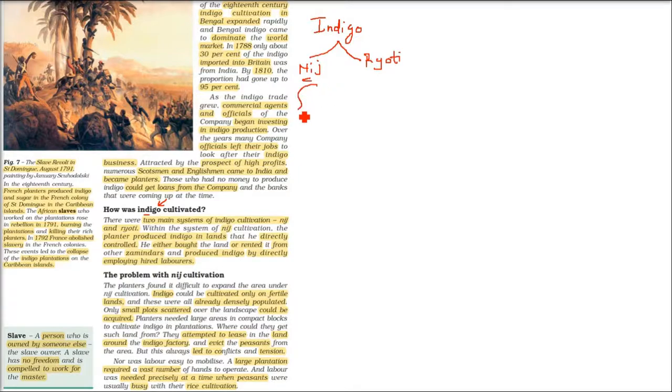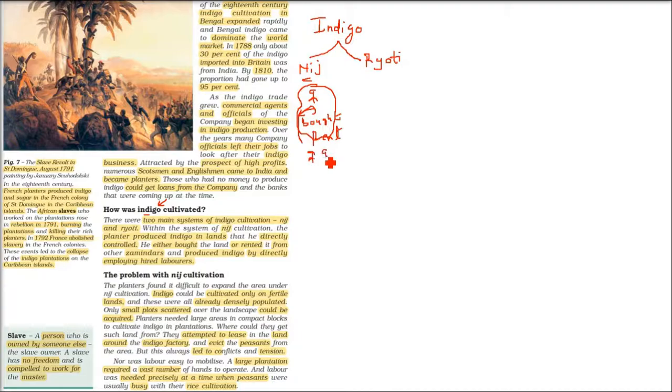So in Nij cultivation, the planter, the person who is doing this cultivation, will produce this indigo in his own land. If he is directly controlling it, same control, same man. He might have bought this land or he might have rented or leased it from someone. Rented it or bought it, these two things a planter will do. That is called Nij Kheti.